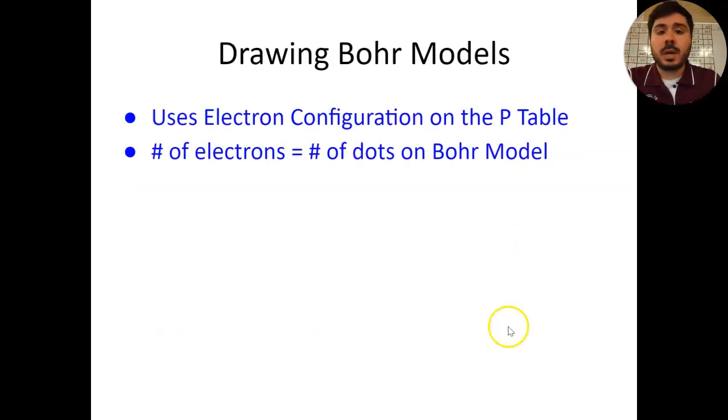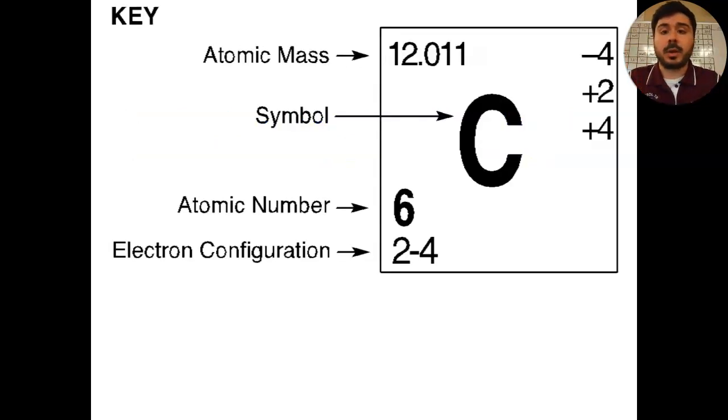Bohr models are essentially a translation from that electron configuration of, let's say, 2-6 for carbon, right? So carbon has an electron configuration of 2-6. Sorry, 2-4, not 2-6. It has a configuration of 2-4. And I'm going to get my pen out here. So 2-4, that's the configuration of carbon.